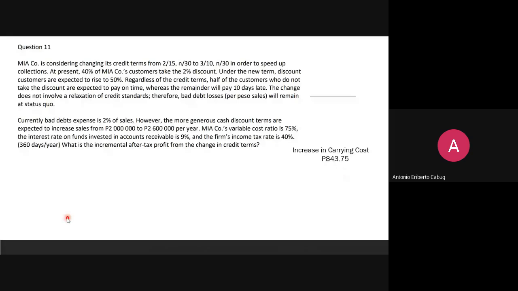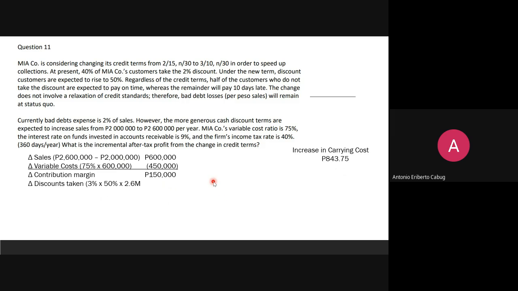Let's analyze things one by one. Sales will go up from 2 million to 2.6 million, 600,000 pesos. Variable cost, 75% of the sales, 600,000, is 450K. Contribution margin is 150,000.